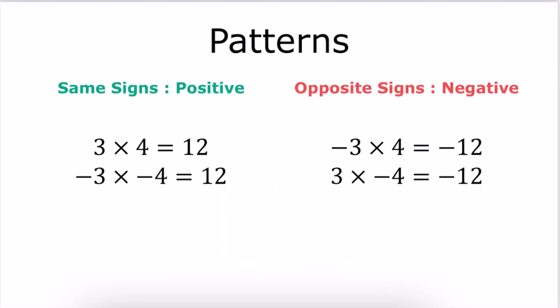So when you multiply integers, there are two patterns that students will often just memorize without really understanding the reason why these patterns exist. The first pattern is that if you multiply numbers with the same signs, whether it's a positive times a positive or a negative times a negative, then you end up with a positive result.